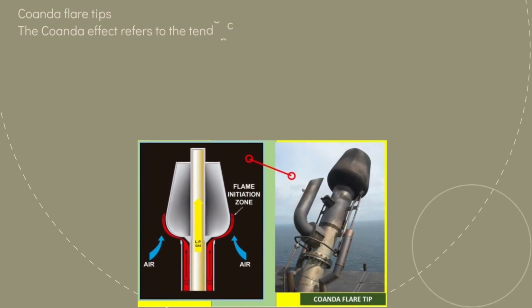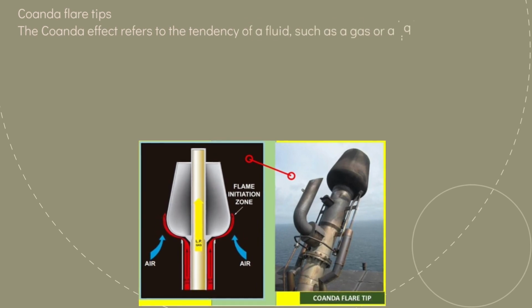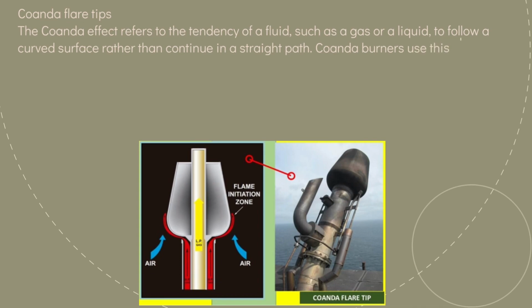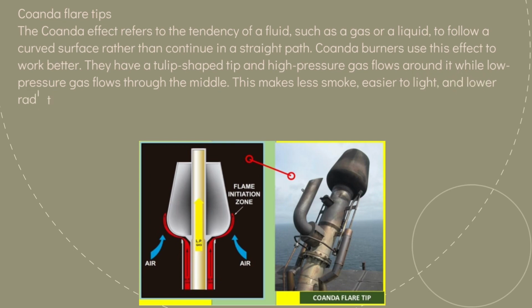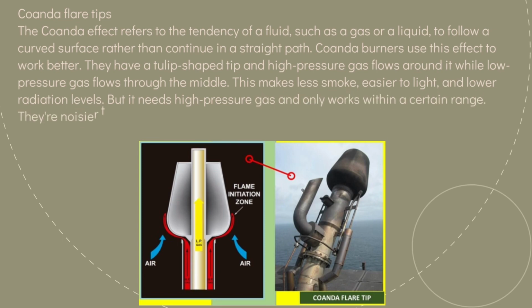Quantum flare tip. The quantum effect refers to the tendency of a fluid, such as gas or liquid, to flow along a curved surface rather than continuing in a straight path. Quantum burners use this effect to work better. They have a tulip-shaped tip, with high pressure gas flowing around while the low pressure gas flows in the middle. This makes less smoke, is easier to light, and gives a lower radiation level. But it needs high pressure gas and only works within a certain range. They also produce much more noise than other tips.